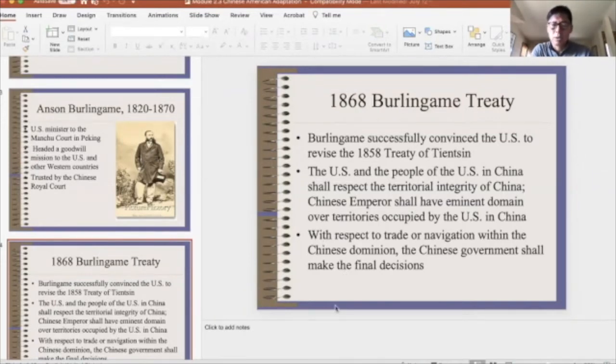the Chinese government shall make the final decision. So I want you to take a look, read again these two provisions, and maybe we could have an informal discussion about why this might be important in the context of what was happening during this time period in China and how this might have impacted Chinese immigration to the United States. So I want you to read it once again, and then let's talk about why this was significant.